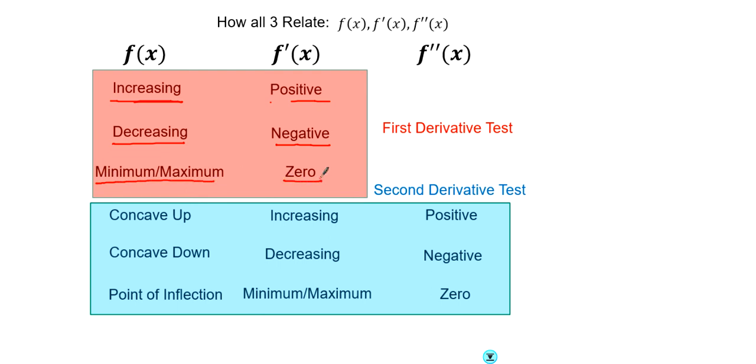The second derivative is the derivative of the first derivative. So if you notice, right here, increasing, second derivative is positive. Decreasing, negative. Minimum or maximum, a 0 in our second derivative. But it also tells us stuff about our original function. It talks about concavity and points of inflection. We'll talk about more of these when we get to the second derivative test. But all three of these relate to tell me everything I need to know about my original equation.